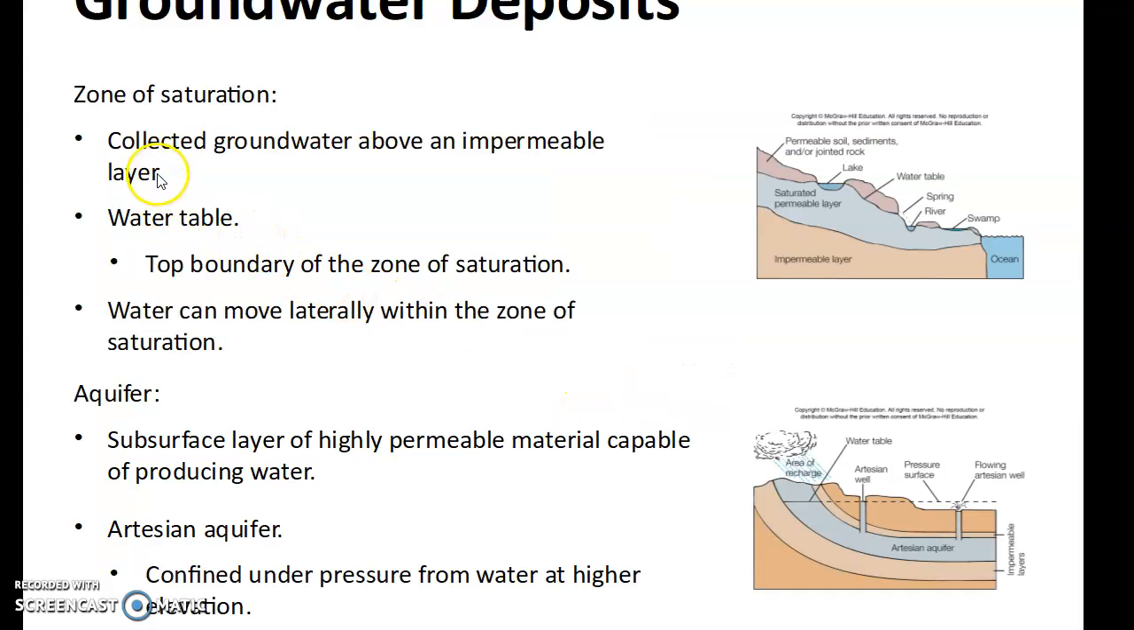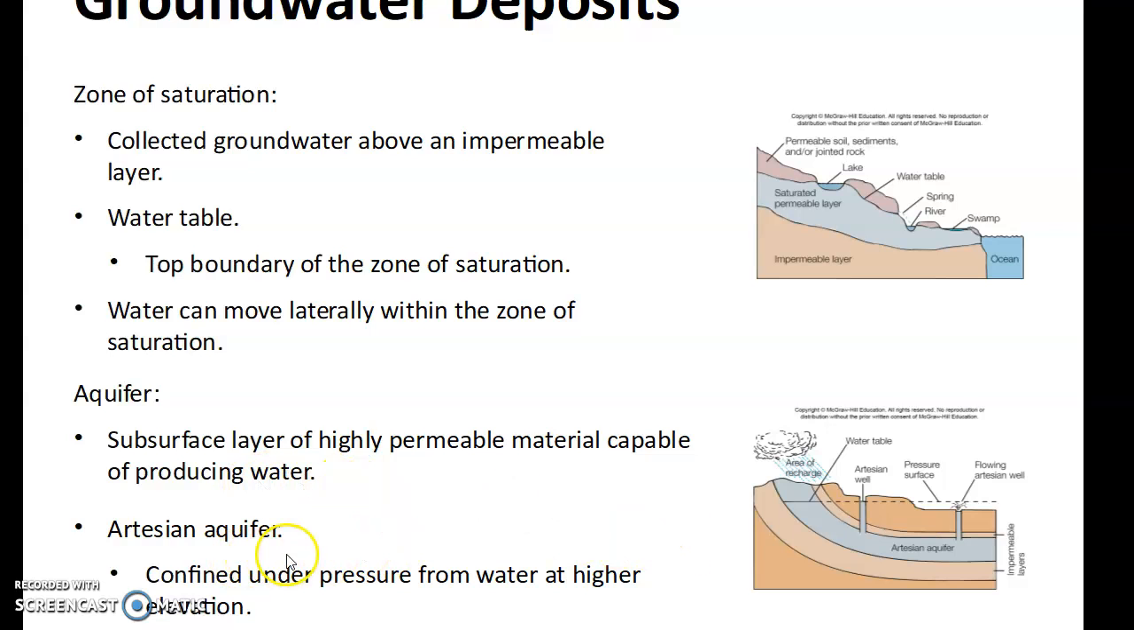Zone of saturation is collected groundwater from an impermeable layer. Water table is the top boundary of the zone of saturation. Water can move laterally within this zone. An aquifer is a subsurface layer of highly permeable material capable of producing water.